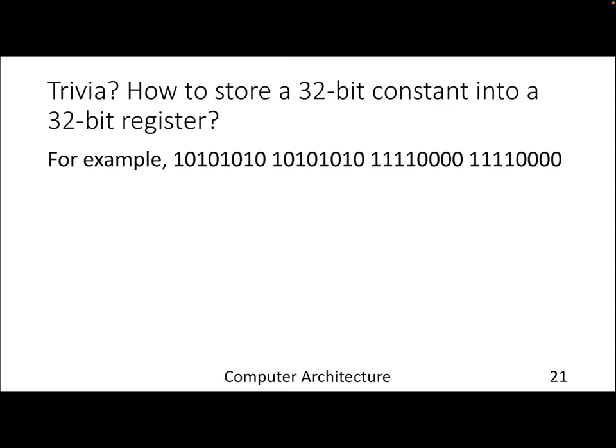This is the thing that I was asking a few minutes back: we discussed that all the immediate instructions take 16 bit constants. But if I have to store a 32 bit constant, which is pretty common, how will I store it in a 32 bit register? Let's assume the registers, or containers, that I have discussed so far are of width 32 bits. So they can store a 32 bit number, but the instructions we have discussed so far can take 16 bit constants. For example, this is a 32 bit number, a sequence of zeros and ones.